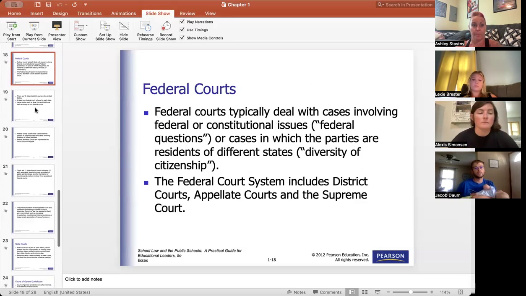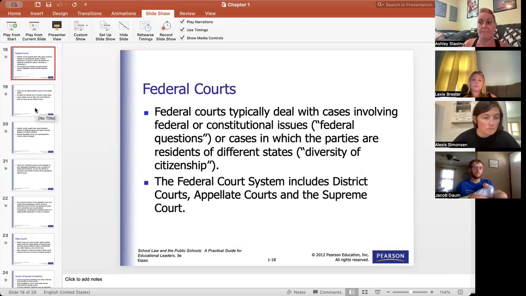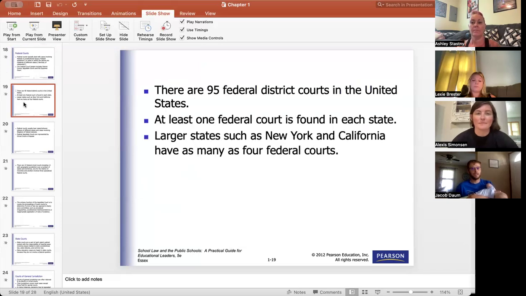The federal courts typically deal with cases involving federal or constitutional issues, or cases in which the parties are residents of different states. The federal court system includes district courts, appellate courts, and the Supreme Court. There are 95 federal district courts in the United States. At least one federal court is found in each state, and larger states such as New York and California have as many as 4 federal courts.